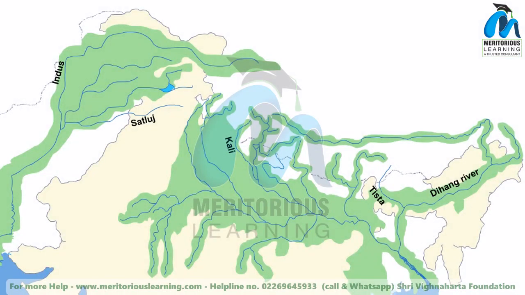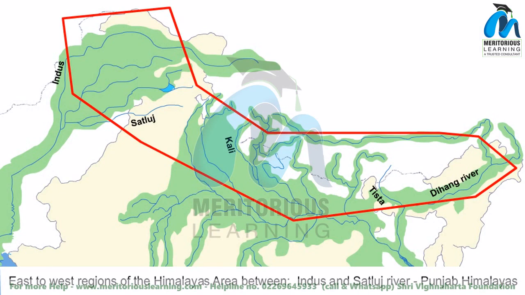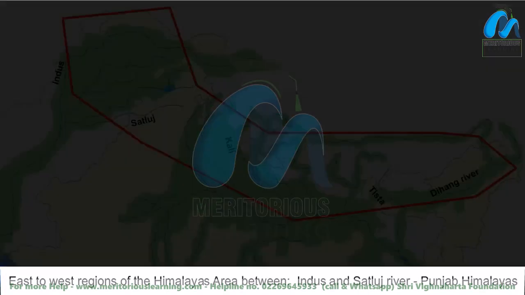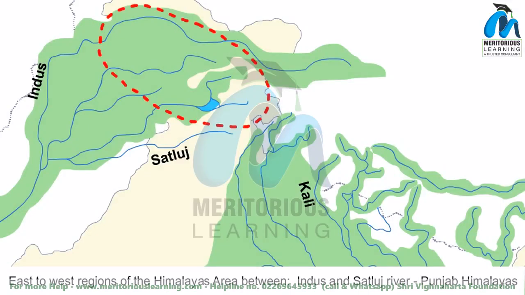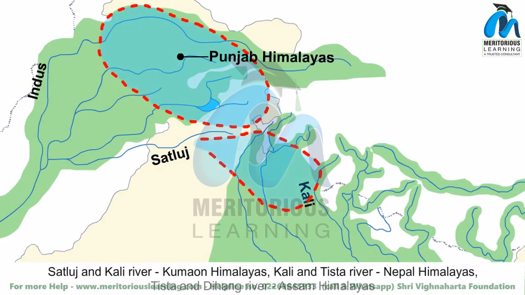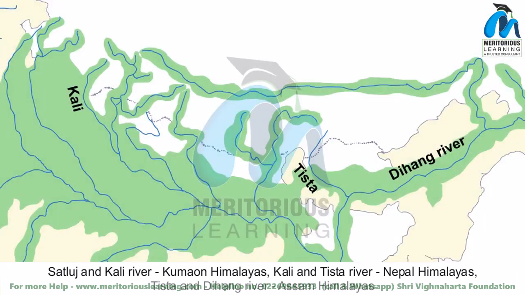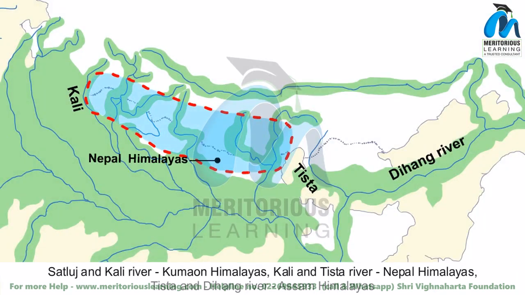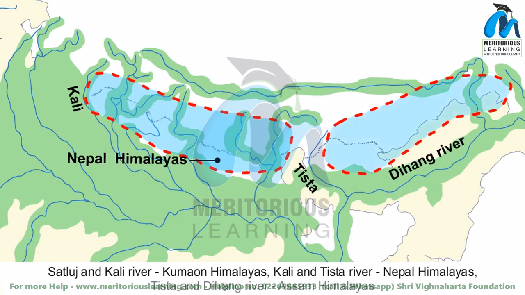The Himalayas are also divided into regions from east to west on the basis of river valleys. Area between Indus and Sutlej River is Punjab Himalayas. Between Sutlej and Kali River is Kumaon Himalayas. Between Kali and Teesta River, Nepal Himalayas. And between Teesta and Dihang River is Assam Himalayas.